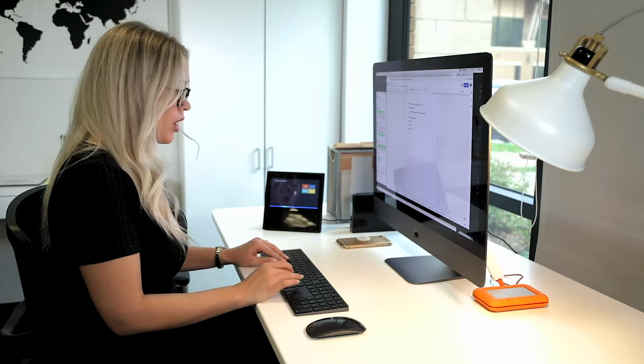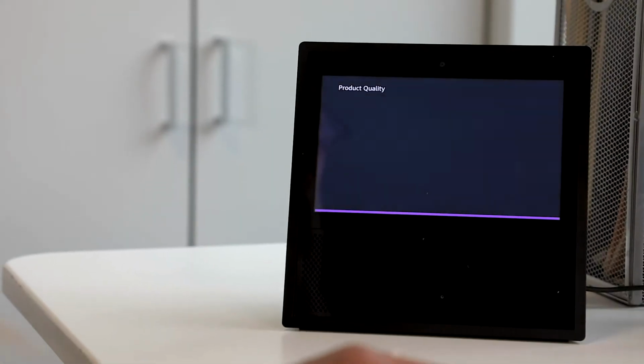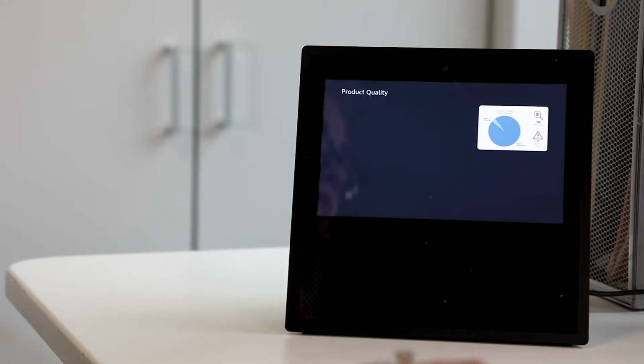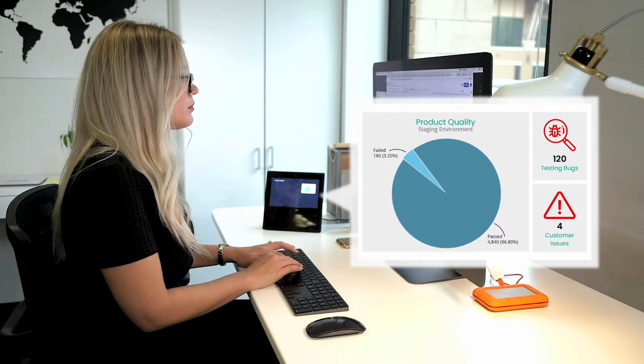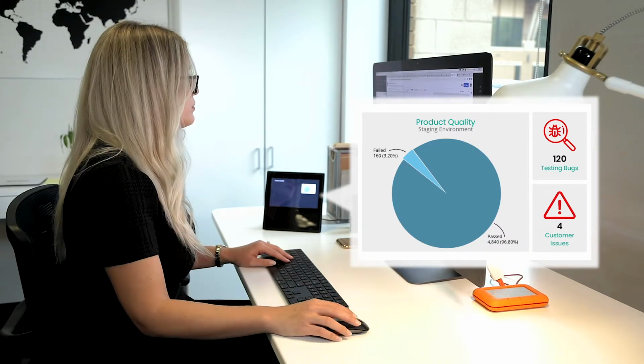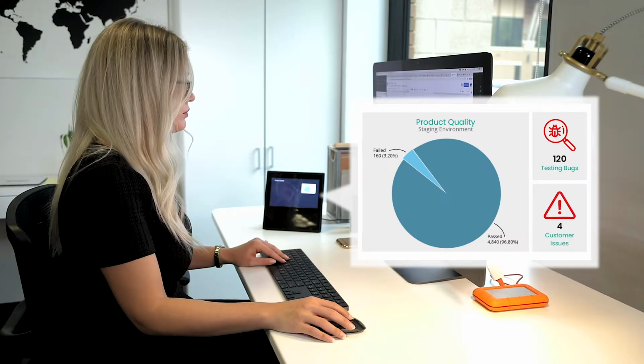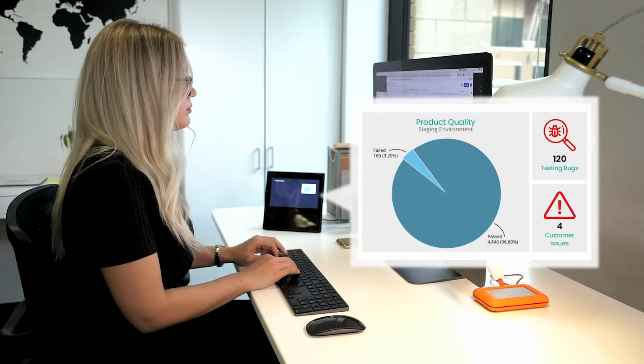What are the metrics on product quality? Overall, 96.8% of the product is working as expected, with 3.2% failing due to functional issues reported by testing team and customer. There are 120 active testing issues, and 4 customer-facing issues in the product. The ETA for the issue resolution is 15 days.